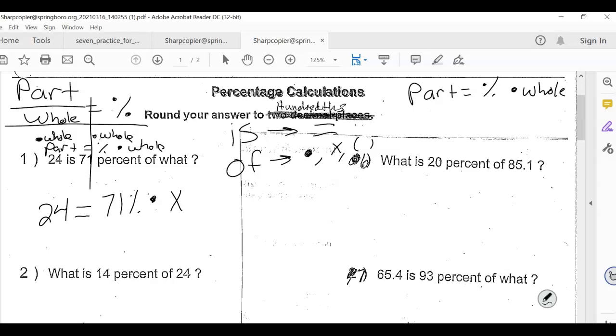24 equals 71% times x. That is, 24 is your part, 71%, and then multiply it to find the whole.